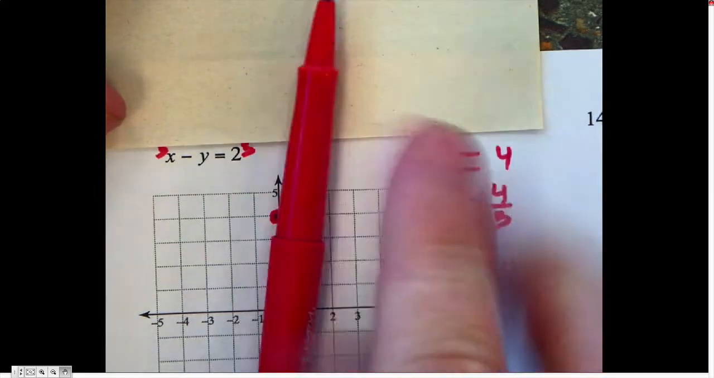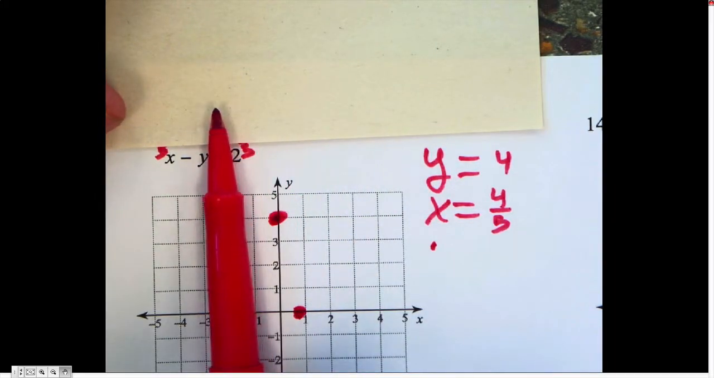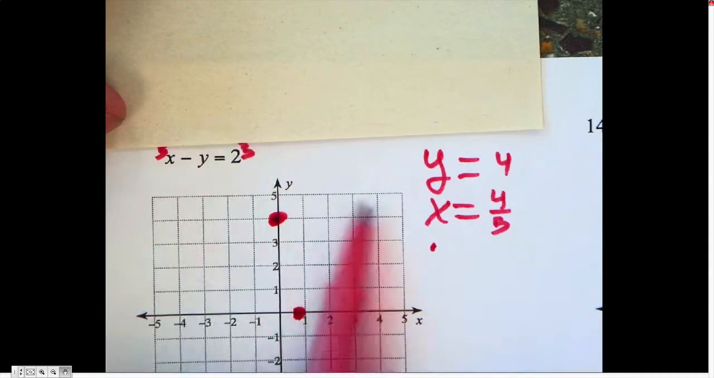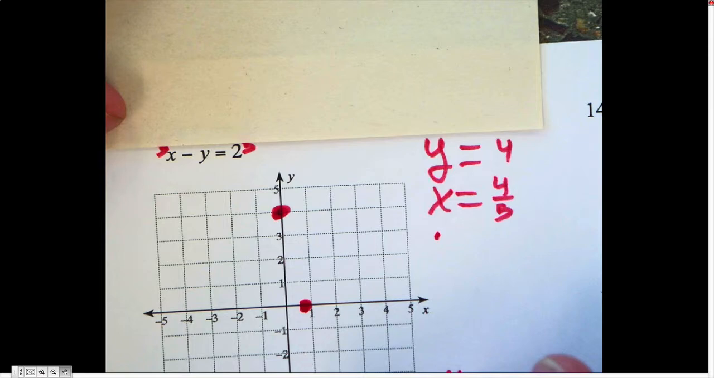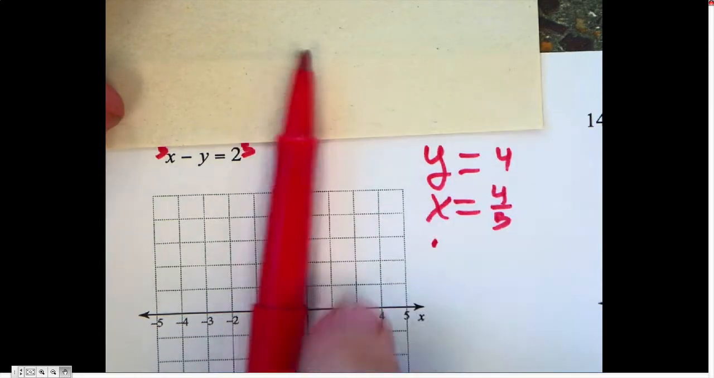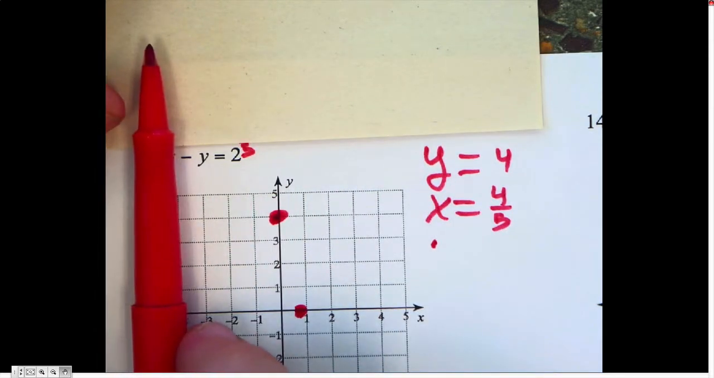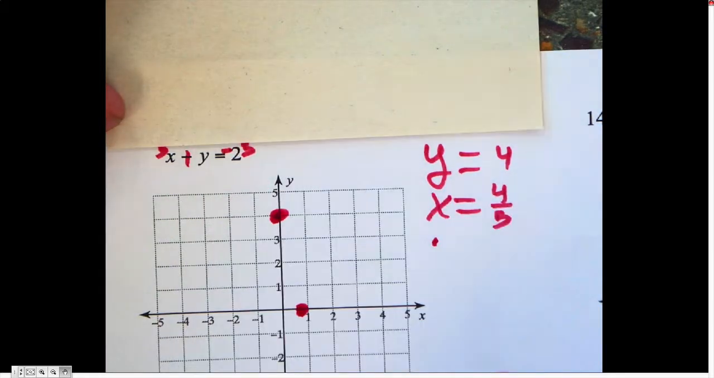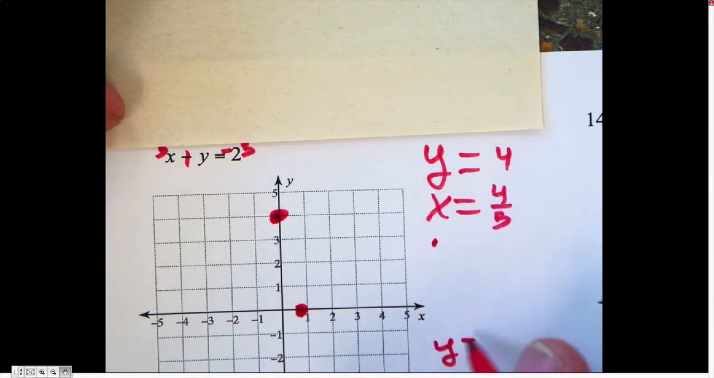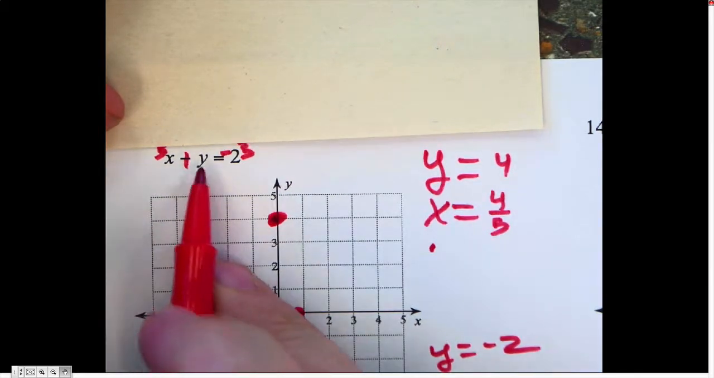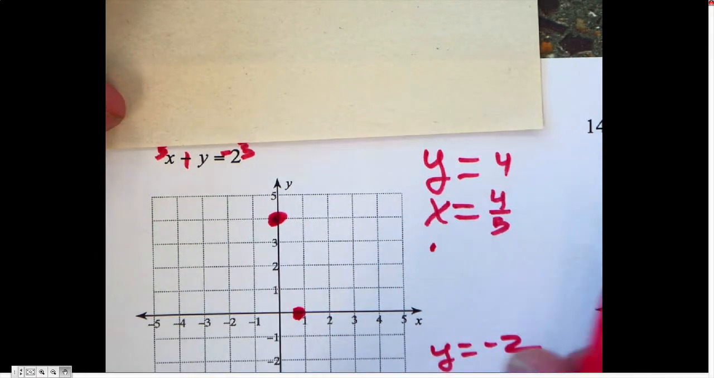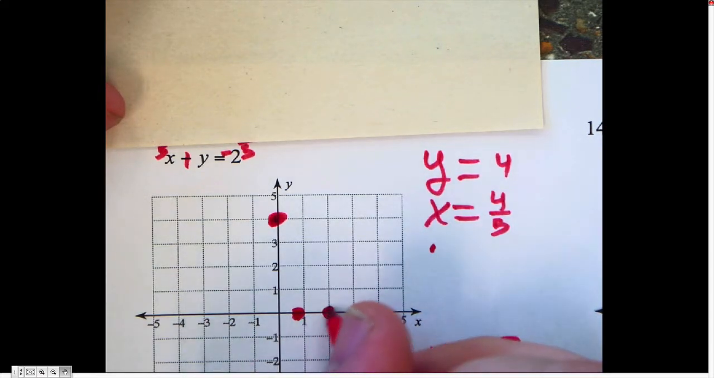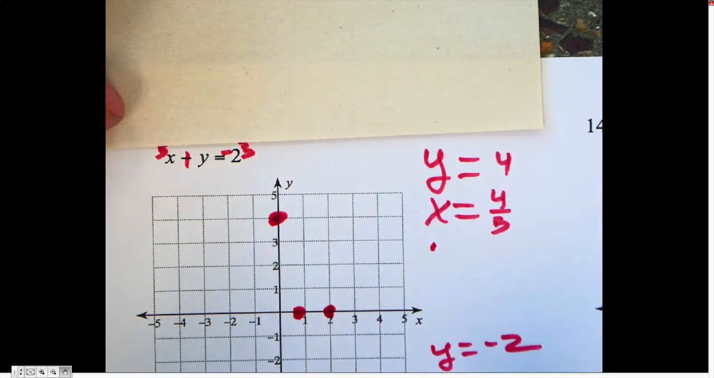And let's go ahead and look at the next line. When we cover up the y, we see x equals 2. And when we cover up the x, we see negative y equals 2. So we're going to change that to a positive y and a negative 2. Remember, the variable always has to be positive. So x equals 2 and y equals negative 2.